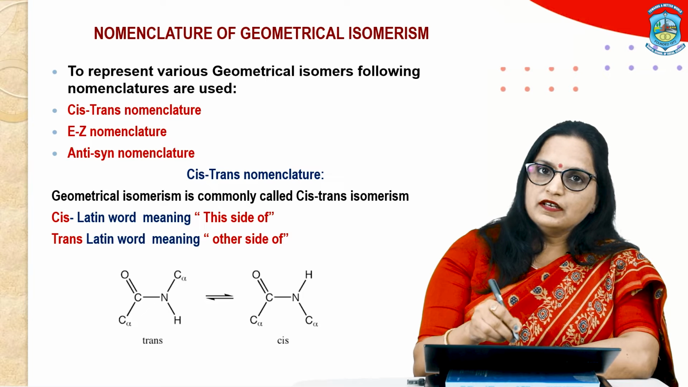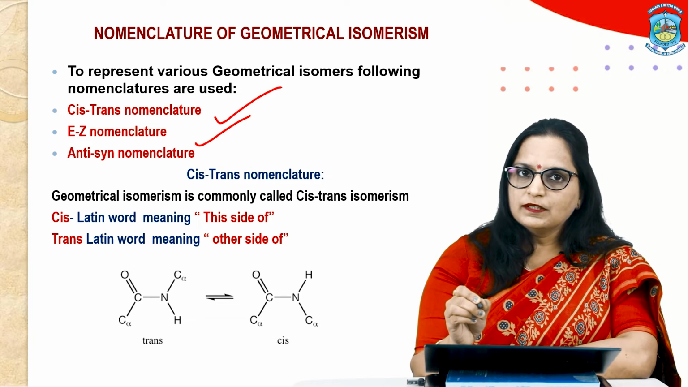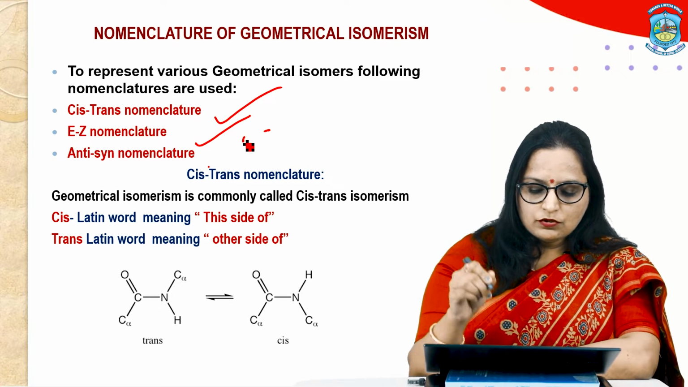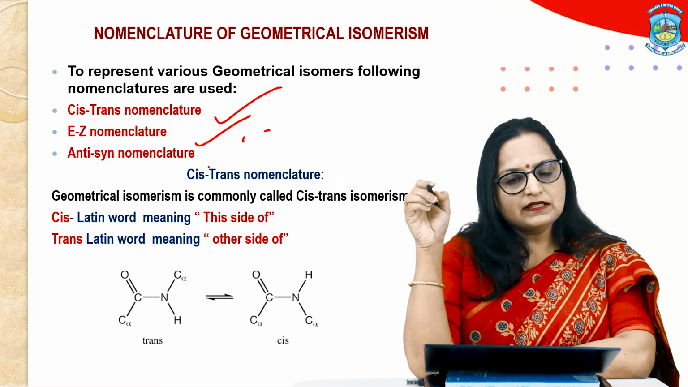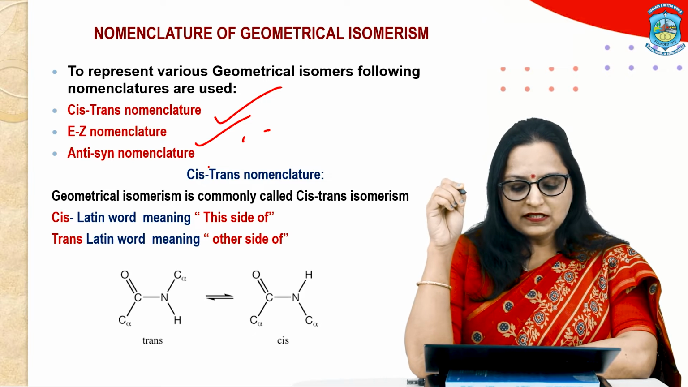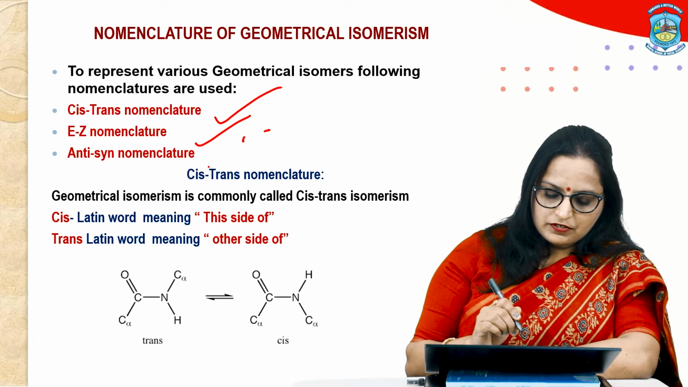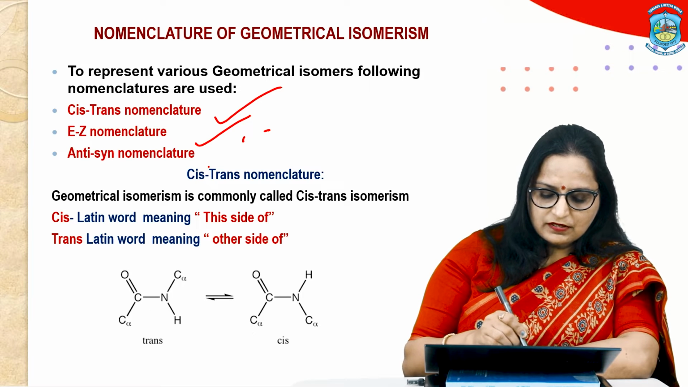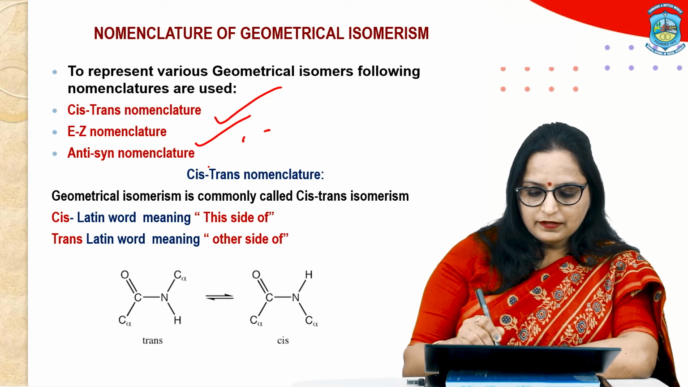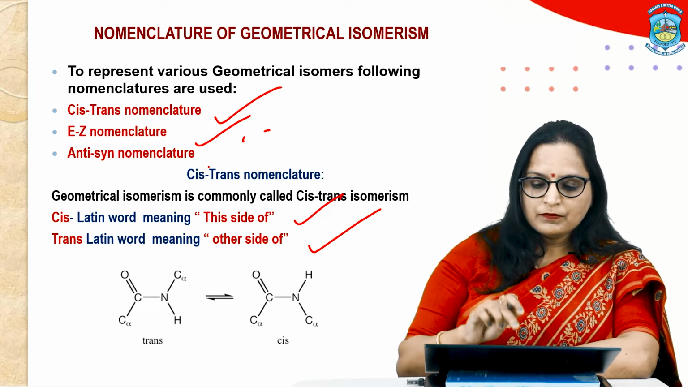To represent various geometrical isomers, we have three nomenclature systems. The first one, which is very common, is Cis Trans nomenclature. The second one is EZ nomenclature and the third one is Anti and Syn nomenclature. Starting with Cis Trans nomenclature, cis is a Latin word which means this side and trans is a Latin word meaning opposite side. As you can see in the structure, if the similar groups are on the same side, we call them cis. If they are on the other side, we call them trans.